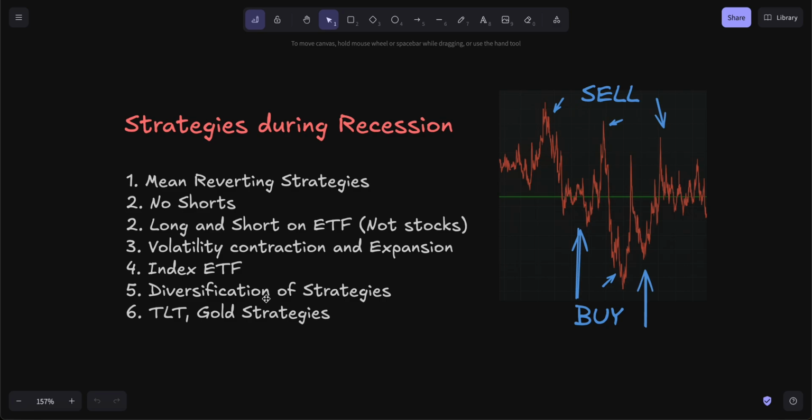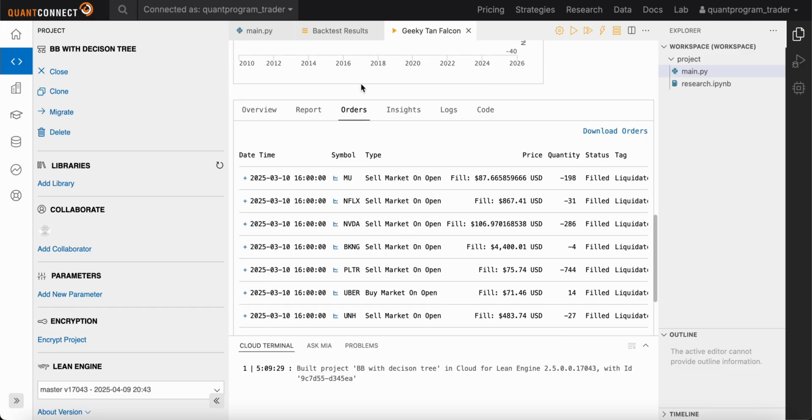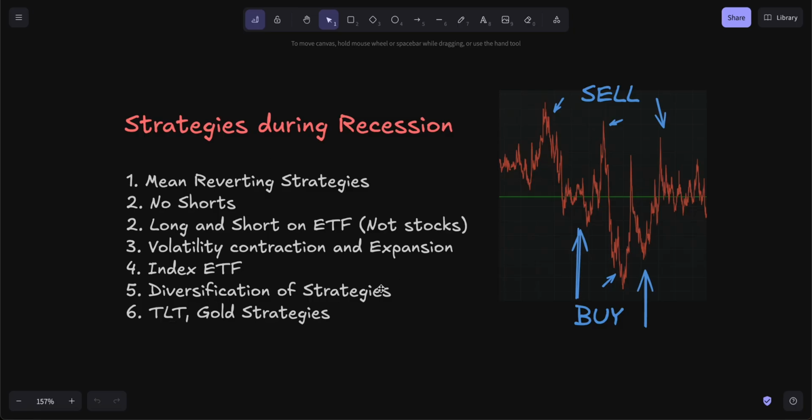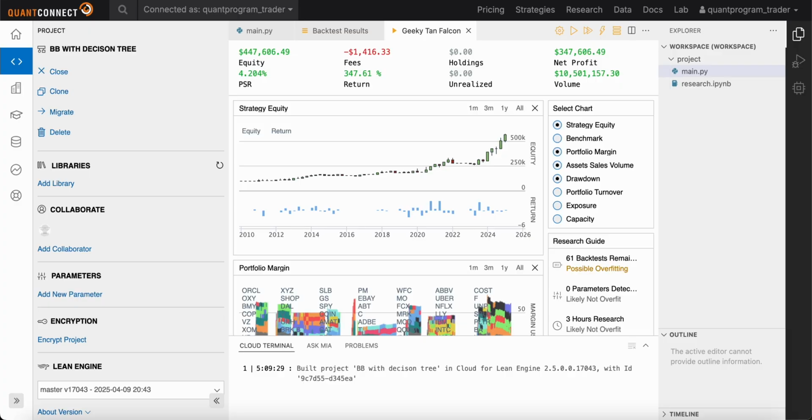So there's not just one mean reverting strategy, it's a couple of mean reverting strategies, both on the AI ML end, and also in the normal statistics based strategies as well. And then there's the TLT and gold strategy. So that is one of the most complicated AI and ML strategies that we have. So I'm going to get that on here.